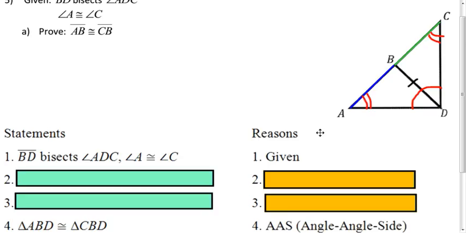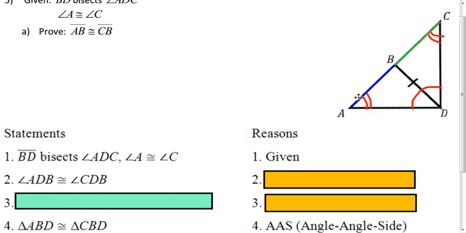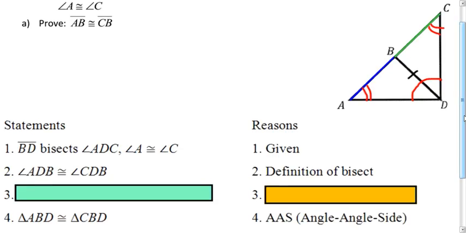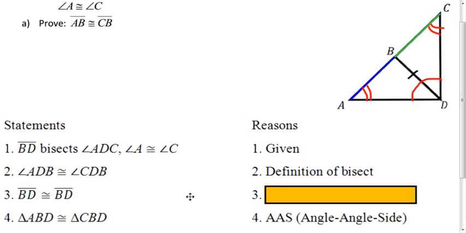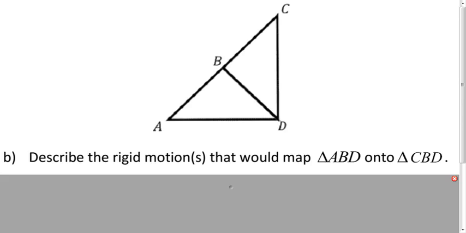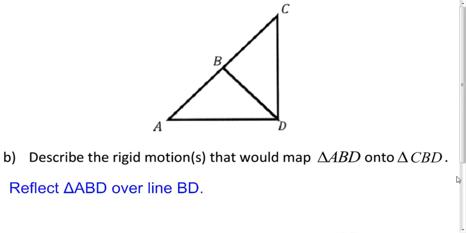So how do we get there? Well, we start off with one pair of angles congruent. We need another pair. And we said that we have angle ADB congruent to angle CDB by definition of bisect. It tells us BD bisects it. And then we also need that last side because we want angle, angle, side. So we know segment BD is congruent to segment BD by reflexive property. And what rigid motion will justify this? You could do a reflection over line BD.